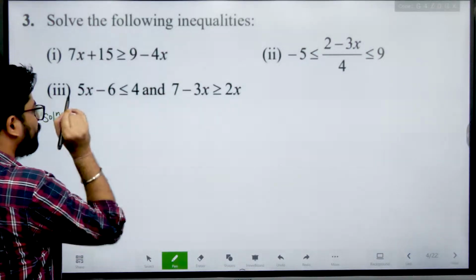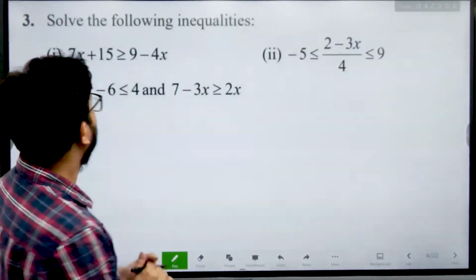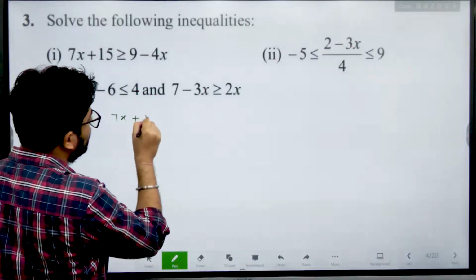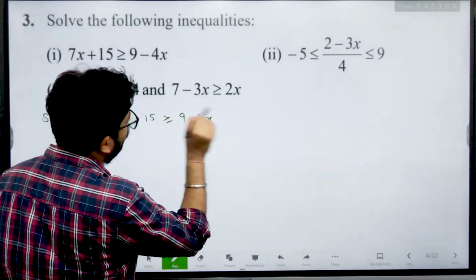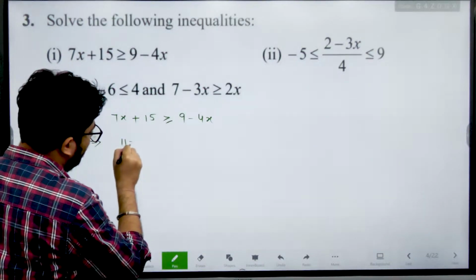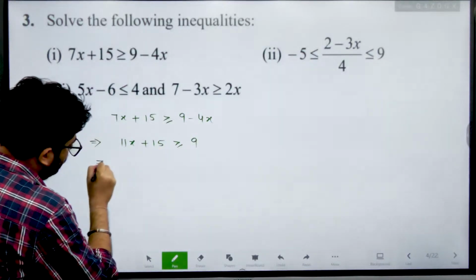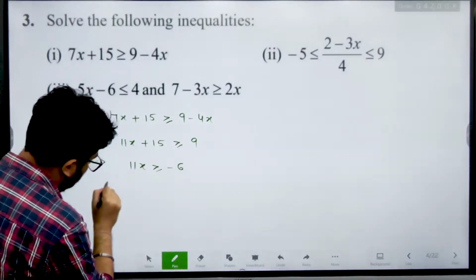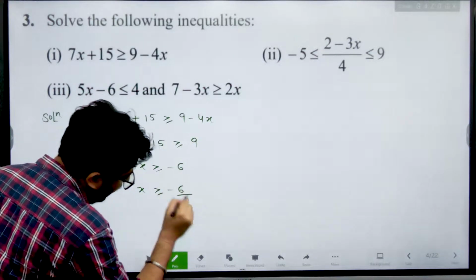So first question is, first part is, again you have to solve your inequality, means you have to find the values of x. So here first part is 7x plus 15 greater than equal to 9 minus 4x. So you can say add 4x on both sides, you will get 11x plus 15 greater than equal to 9. Now subtract 15 from both sides, you will get 11x greater than equal to minus 6. Now divide by 11 on both sides, you will get x greater than equal to minus 6 by 11.